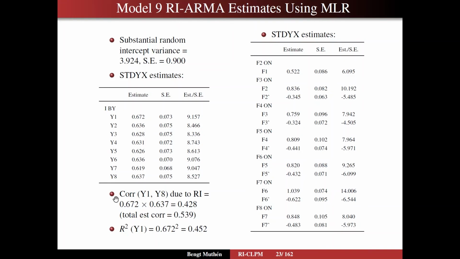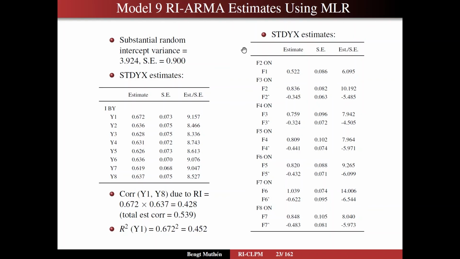You can also look at the importance of the random intercept in terms of the R-square in the observed variables that it creates. So the observed variables as a function of the random intercept. For y1 here, it is simply the square of the standardized loading, 0.452. So that is a very high R-square, of course, signifying that the random intercept is important. And it's about equally high throughout the 8 time points. Just square those coefficients.